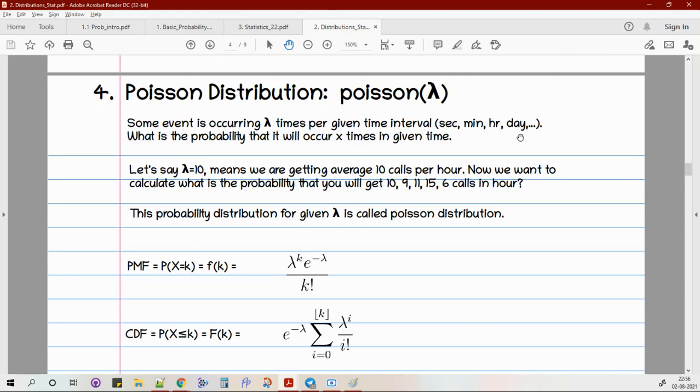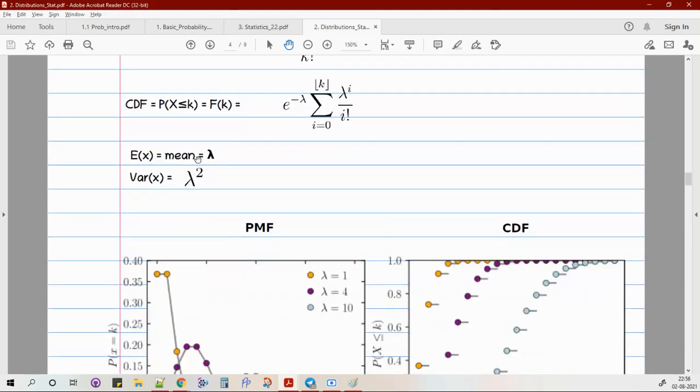So let's say for the first hour, how many visitors you are getting on a website. Second hour, how many visitors you are getting on the website, like that, right? So lambda 10 is nothing but you are getting an average of 10 calls per hour, right? So this is kind of the mean also.